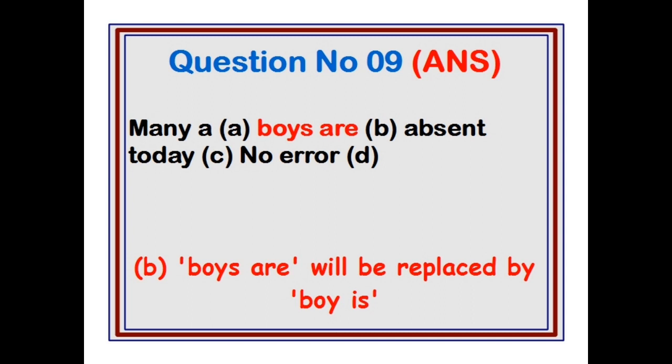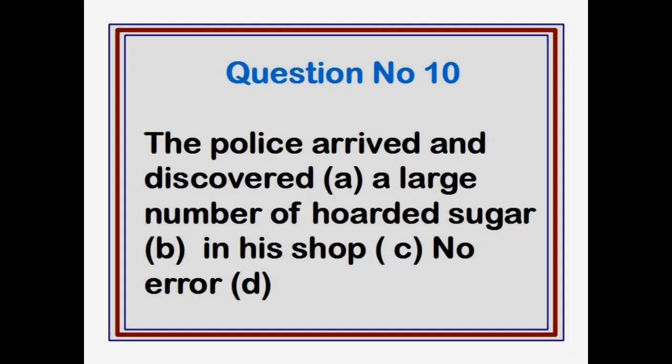But if the expression is many, then it will definitely be followed by a noun in plural as well as a verb in plural. So the error lies in the B part. This is the last question. Read the question properly. The police arrived and discovered, this is option A, a large number of hoarded sugar, option B, in his shop, option C, and no error, option D.